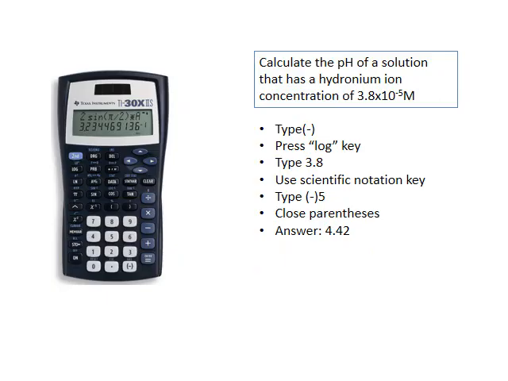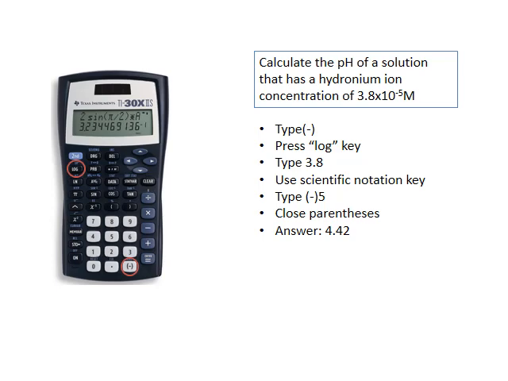Some people are familiar with how to do these things on a calculator, and I have a bunch of slides here trying to get you to understand how to use your calculator to get back and forth. I've just come up with a random concentration here, 3.8 times 10 to the minus 5 moles per liter. And if I want to turn that into a pH, if I know that's the concentration of my hydronium ion, what I do is I type a negative, and then on this type of calculator, log, so you should see minus log displayed when you do that.